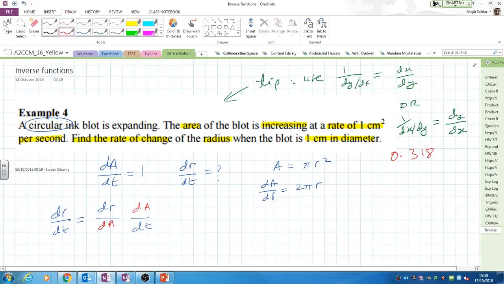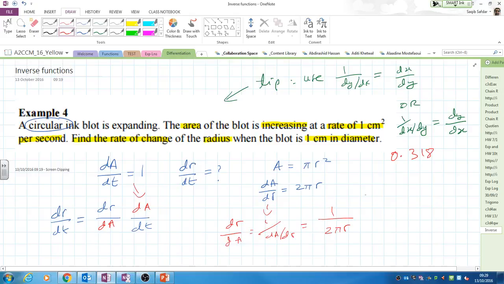Now we already know what dA over dt is. Sorry, we know what dr over dt is. We know what dA over dt is. This equals 1. We need to work out what dr over dA is. Now we know dA over dr, but dr over dA is 1 over dA over dr. This is 1 over 2 pi r.